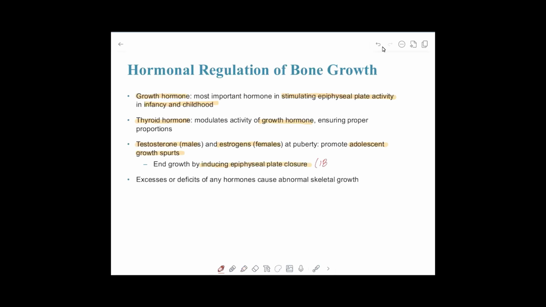So again, 18 in females, thereabout. Doesn't always have to be 18. And then 21 in males also. Doesn't, again, have to be exactly 21. But any excesses or deficits can cause abnormal skeletal growth.